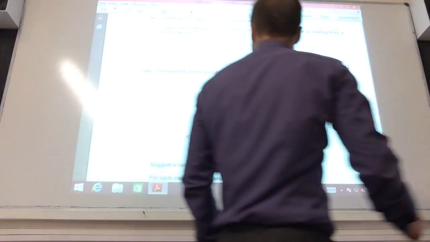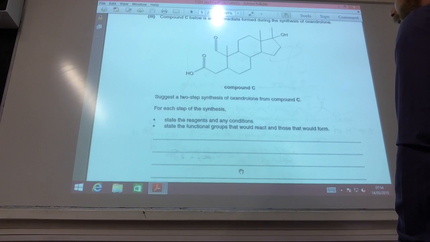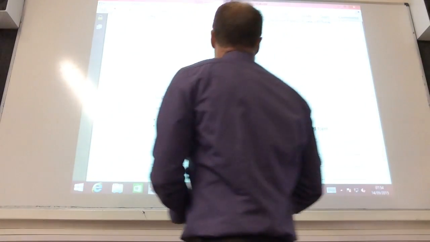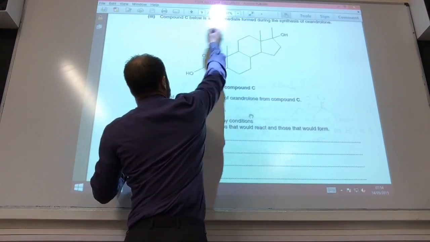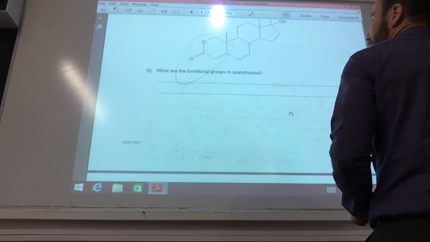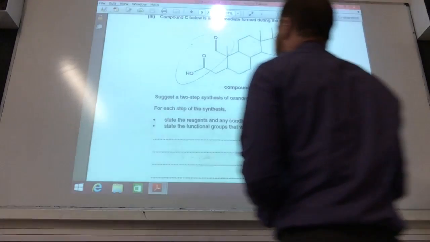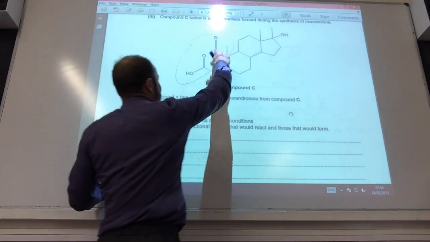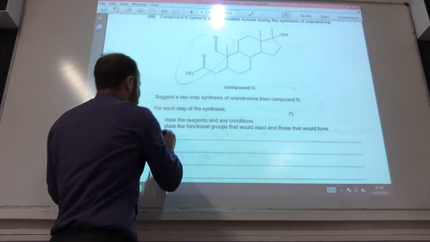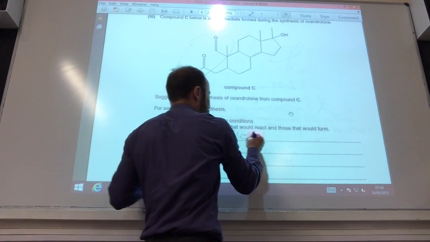Okay. Right, so compound C is an intermediate. 2-step synthesis of this from compound C, for each step, state the reagent and condition. Okay, that hasn't changed. It's this one that we need to change. If you look at the steroid, that has turned itself into an ester group. To make an ester, I need a carboxylic acid and I need an alcohol. That is not an alcohol. So the first thing I need to do is go from aldehyde to alcohol.